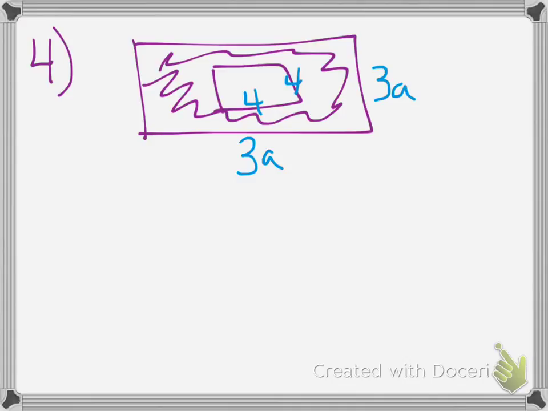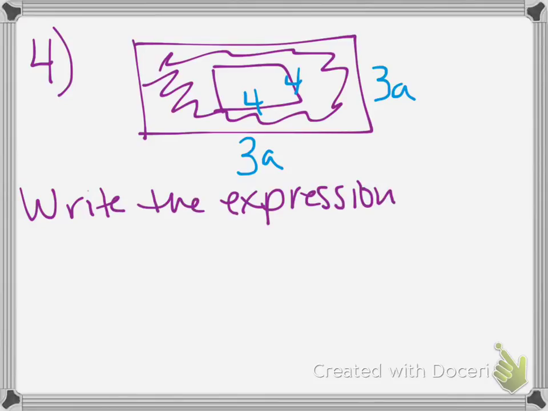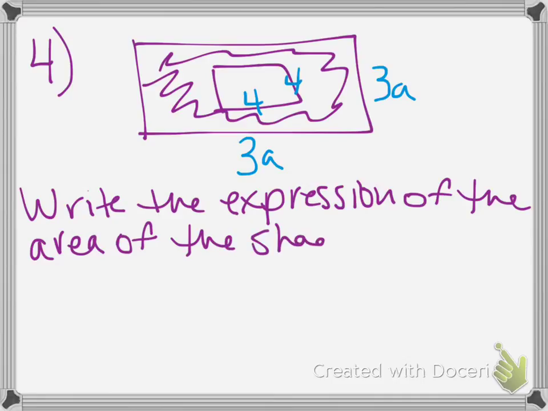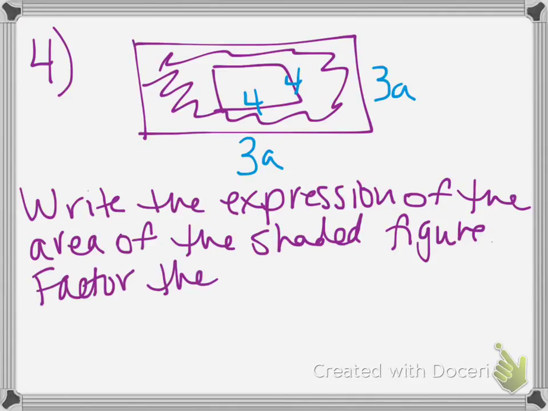So those are basically two squares. One square has a 3a by 3a, and the other square has a 4 by 4. And so the directions will be to write the expression of the area of the shaded figure. And then the next piece will be to factor the expression that you wrote. Okay, so first let's go ahead and write the expression.